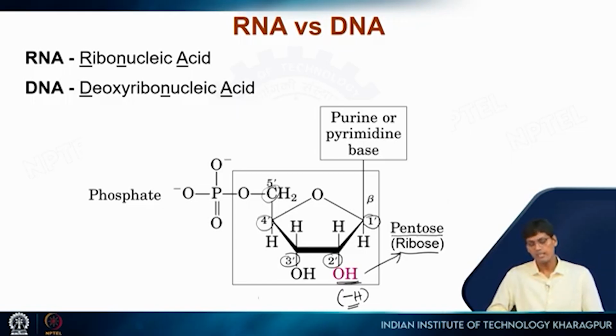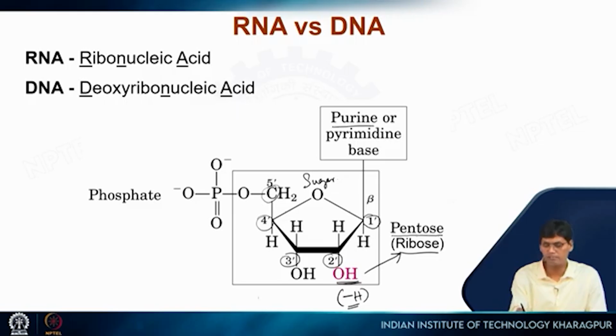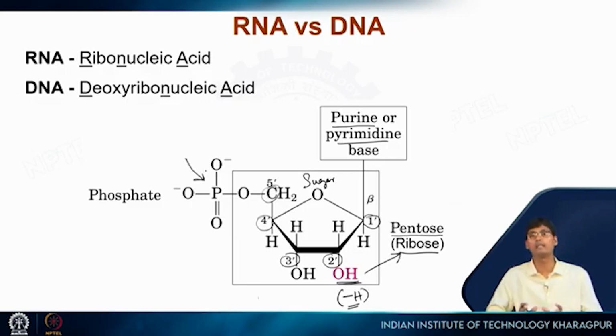And now, this is just sugar. But in terms of nucleotides, if you see, we have sugar here, and then the nitrogenous bases, which can be purine or pyrimidine, and also the phosphate group. So, together we will say this is a nucleotide.